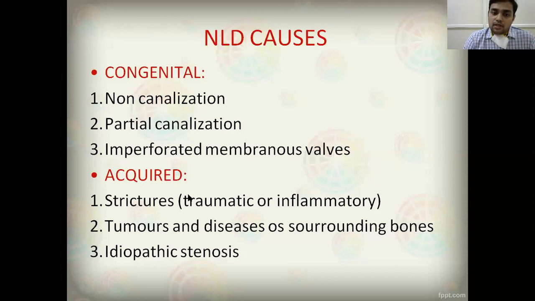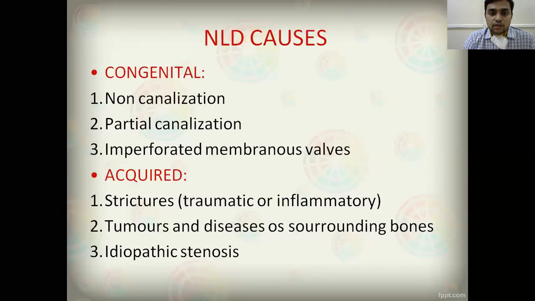And acquired causes are because of strictures. Strictures are nothing but the narrowing of tubular structures. It may be post-trauma or post-inflammatory diseases, or due to the presence of tumors of the nasolacrimal duct or surrounding bones, or due to idiopathic stenosis. These are the nasolacrimal duct causes.